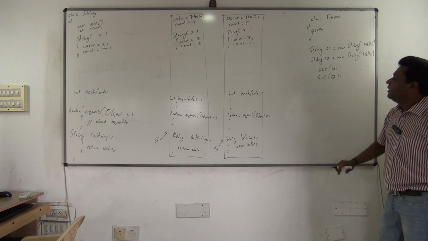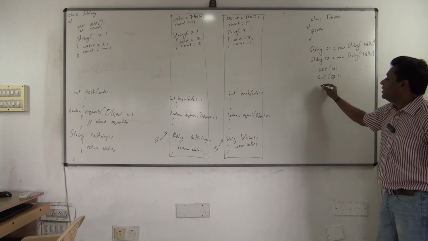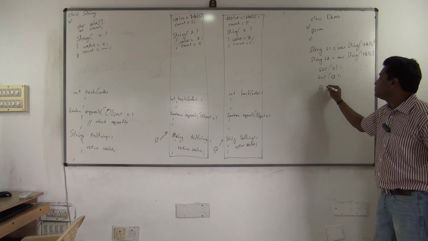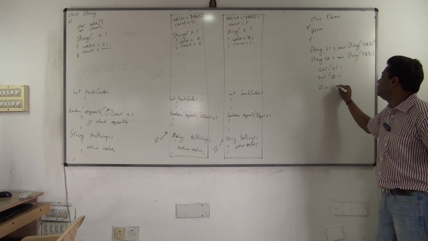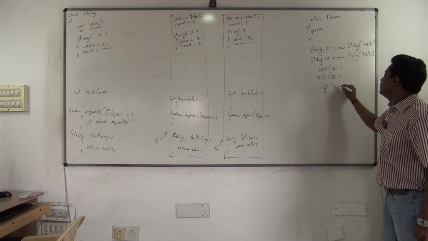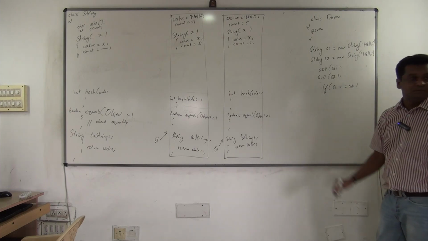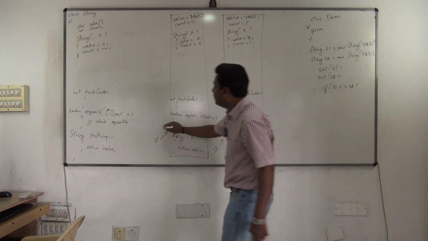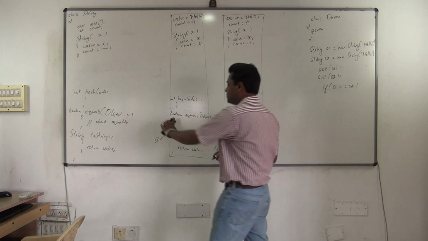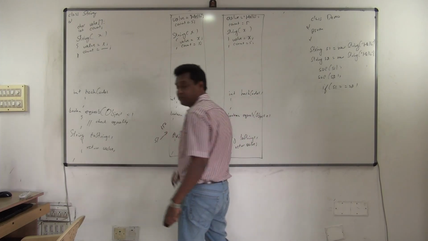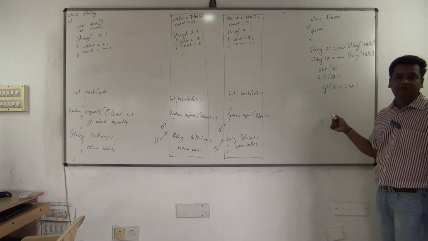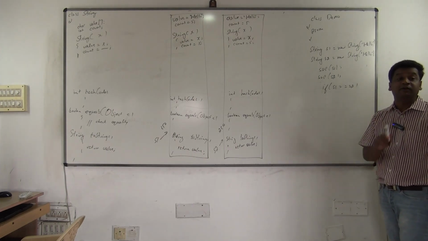Fine. And next, see, I can check the equality also. How will I check? Carefully see now. S1 is equal to S2 means what? If I use the comparison operator, it will check the reference. This address will be something like 150, and this address will be something like 250. Each has its own reference value. So S1 will be 150, S2 will be 250. You are checking the reference value, so definitely it will be false.